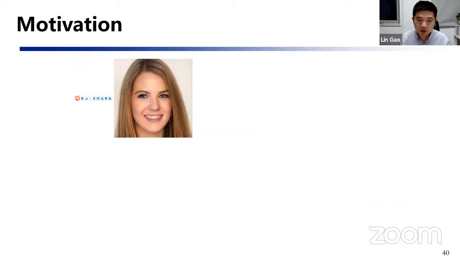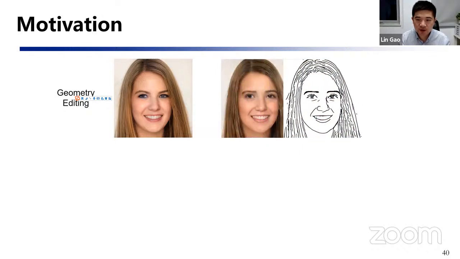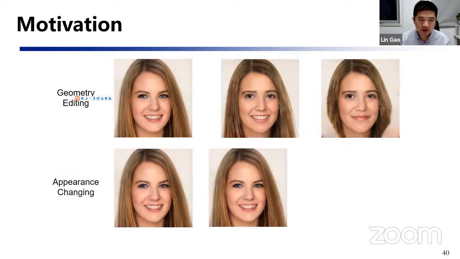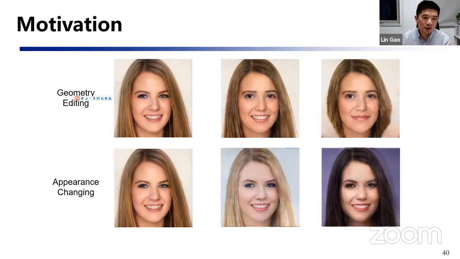In this method, firstly, we disentangle the geometry and the appearance of the real images. This method could edit the detailed geometry of the real image using the sketches. Meanwhile, we could change the appearance of the real images based on reference images. Like in the second row of the results, we could change the appearance with some reference images.